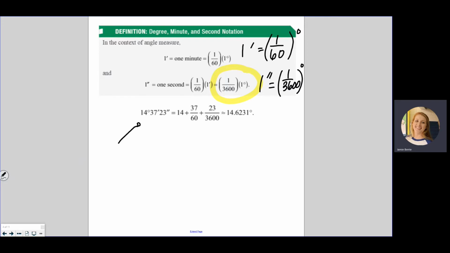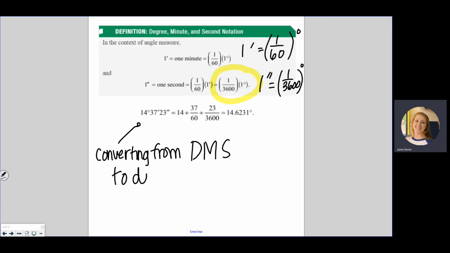So again, this is converting from degrees, minutes, seconds. We usually abbreviate that DMS to degrees. So that would be 14 degrees, 37 minutes, 23 seconds. So you would just do 14 plus whatever the minutes is over 60 plus whatever the seconds is over 3600. So it's not terribly complicated, but this is something that you'll see come up on the homework a few times. On the test, I won't put degrees, minutes, seconds on any of the problems. I'll just do regular old degrees.